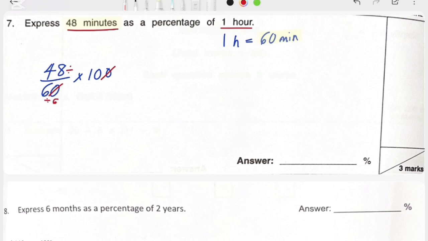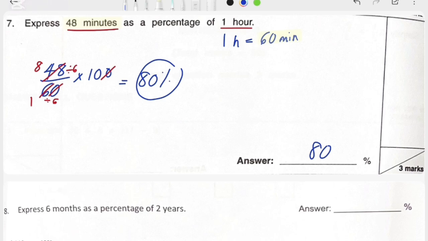6 and 48 can be found in the same times table, times table 6. So let's divide them by 6. 6 divided by 6 is equal to 1 and 48 divided by 6 is equal to 8. Now the fraction is only left with 8 over 1 times 10. 8 times 10 is equal to 80. So the answer is 80%.